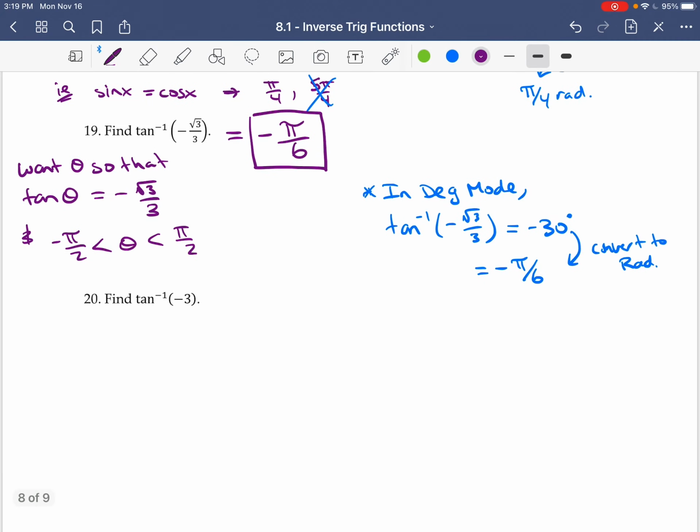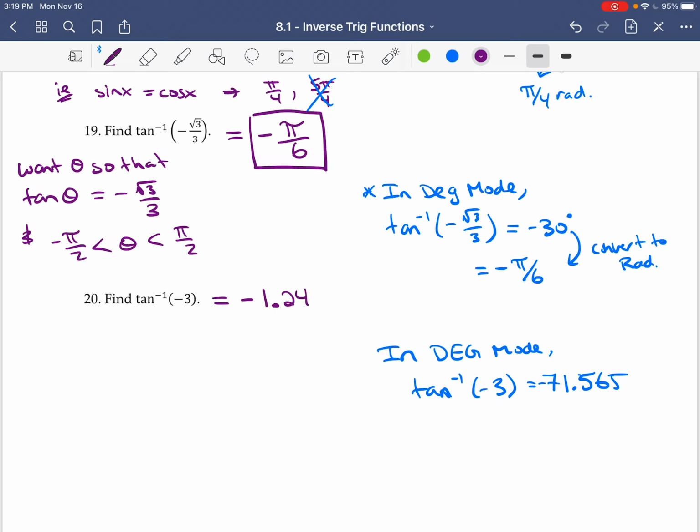Okay, now this one is not a nice number. In degree mode again, tan inverse of negative 3 gives me negative 71.565. Okay, so not a nice number. So you might as well just do it in radian mode, because we want our answer to be in radians, and then you should get negative 1.249 radians for that one. But that's what it would be in degrees.